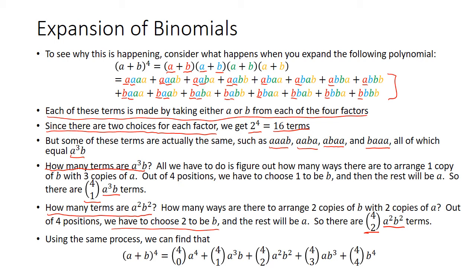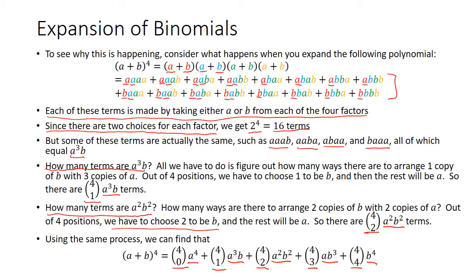So you can apply this same thought process to every single term in the polynomial, and then you get the following expansion. So the number of terms that are equal to A to the fourth is 4 choose 0, because you choose 0 of the positions to be B. And if you choose one of the positions to be B, that gives you the A cubed B terms. If you choose two of the positions to be B, that gives you the A squared B squared terms. Choose three of the positions to be B, that's the A B cubed terms. And then if you choose all four positions to be B, that is the B to the fourth terms.